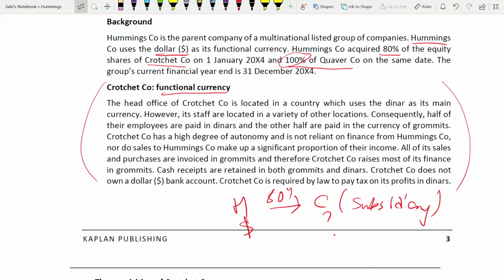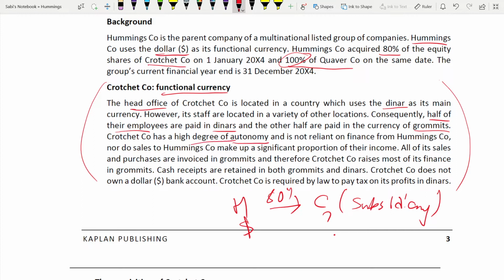So let us read. The head office of the subsidiary is located in a country which uses dinar. Okay, head office is using dinar as its main currency. However, its staff are located in a variety of other locations. Half of the employees are paid in dinars. These are very important, you need to highlight it. And the other half are paid in the currency of grommet. So this is very confusing, because half in dinar, half in grommet, right? Head office in dinar. They have a high degree of autonomy.